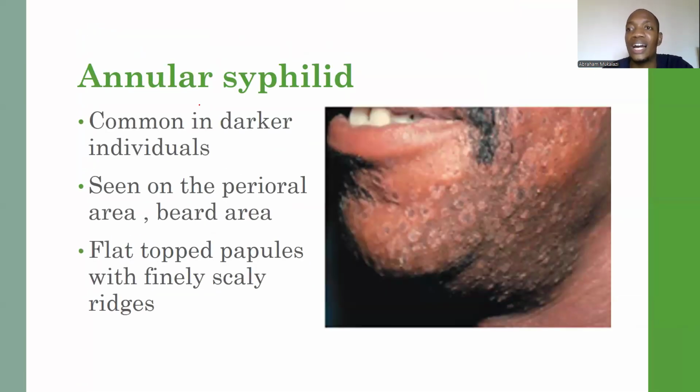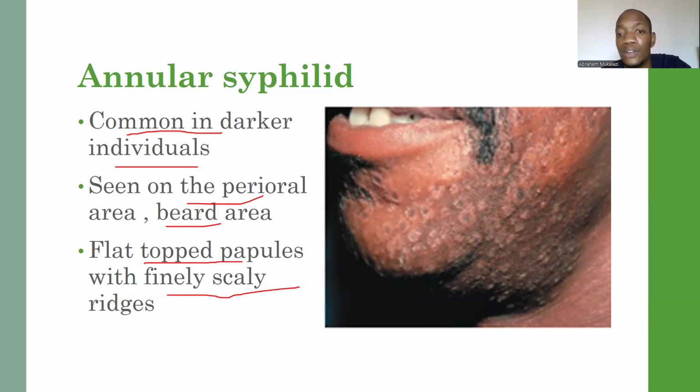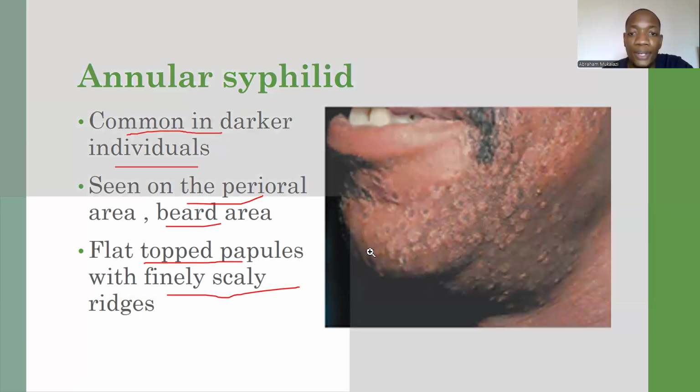Then you have what you call the annular syphilis. Now, in annular syphilis, you get annular lesions, more common in dark-skinned individuals. They love the perioral area and the beard area. They give you these flat-topped papules with fine, scaly ridges, as you can see in this picture here.